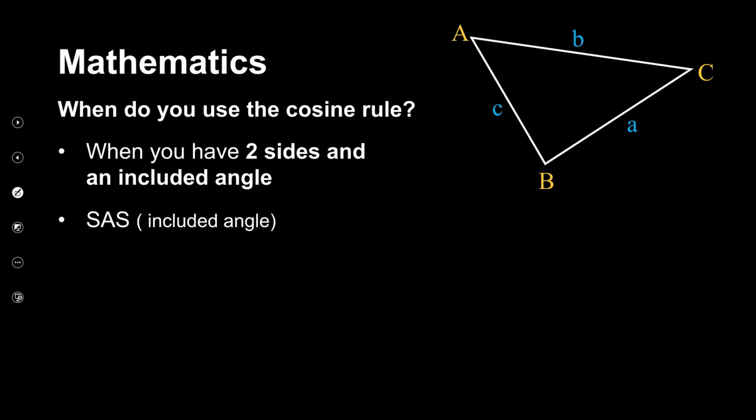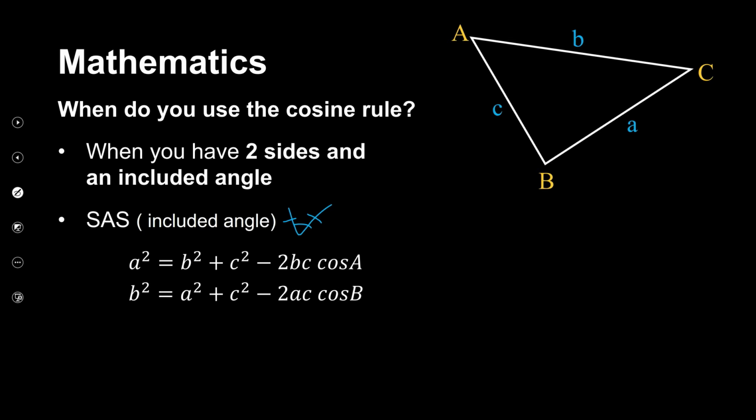When do you use the cosine rule? When you have two sides and an included angle. And again, remember that's when you have that V pattern that we discussed earlier. So these are the three formulas that you will use in this case. a squared is equal to b squared plus c squared minus 2bc cos A. And I think you're familiar with the other two.